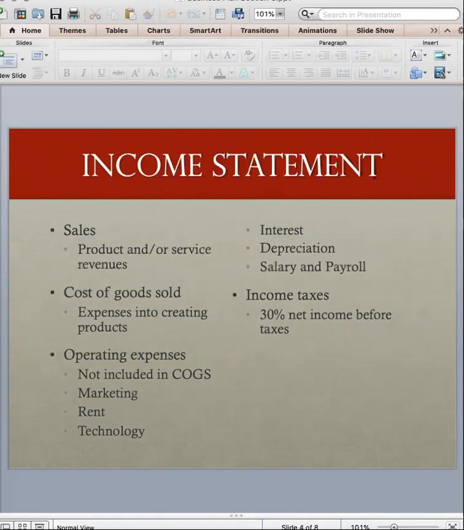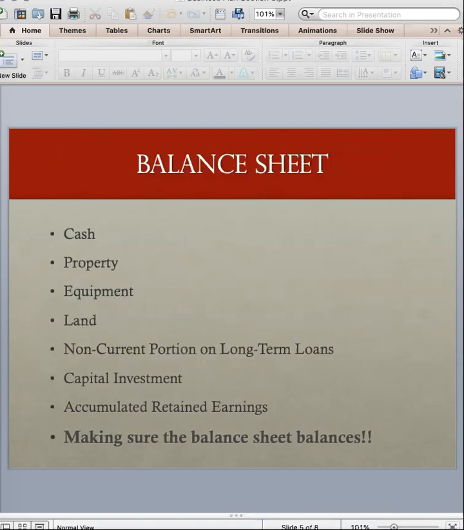Just a note, it's smart to estimate expenses high and sales low. This will allow you to be more flexible if sales aren't what you projected or expenses are higher priced or more plentiful than you determined initially. Finally, income tax will be recorded on the income statement, and that will be a flat 30% of your net income before taxes. That's a lot, I know, but that's what it is.